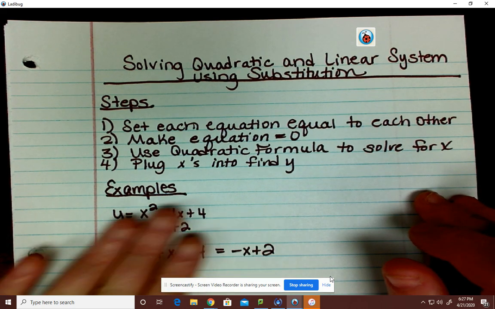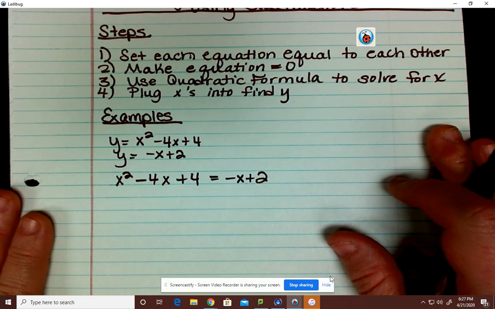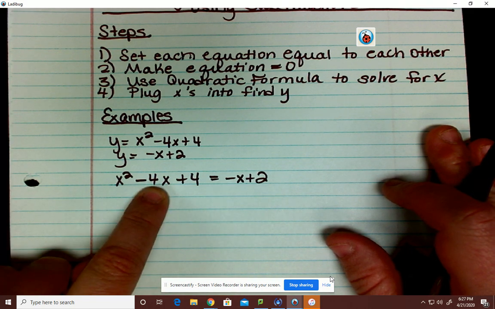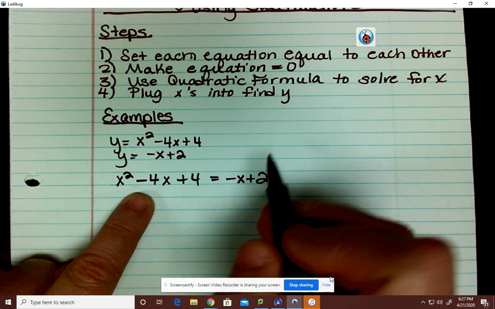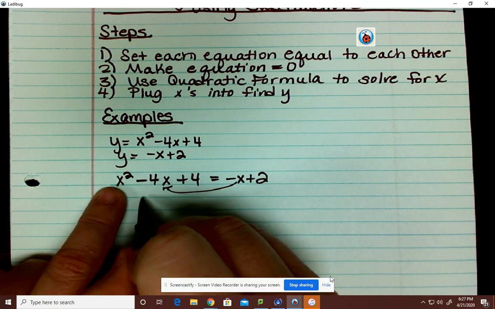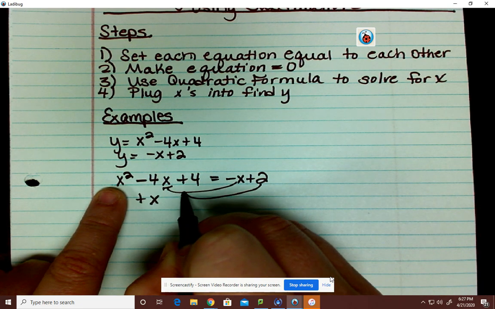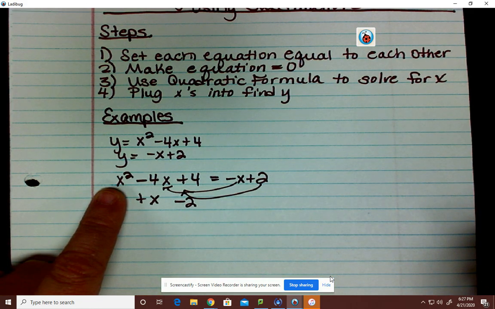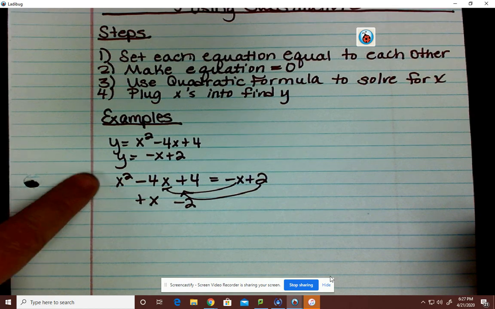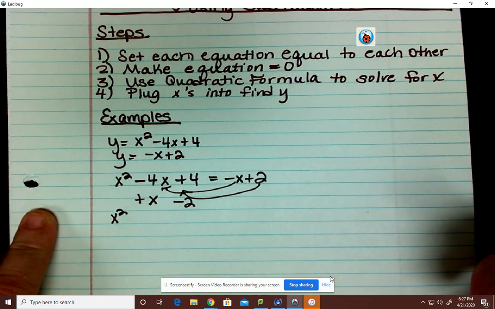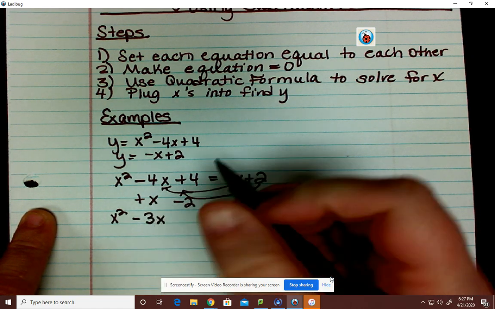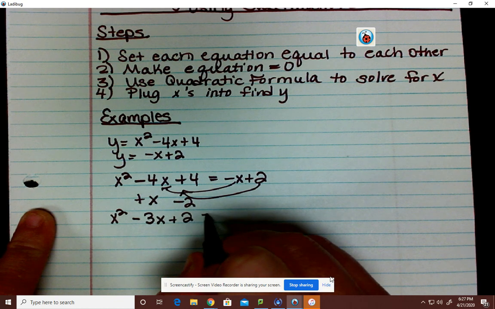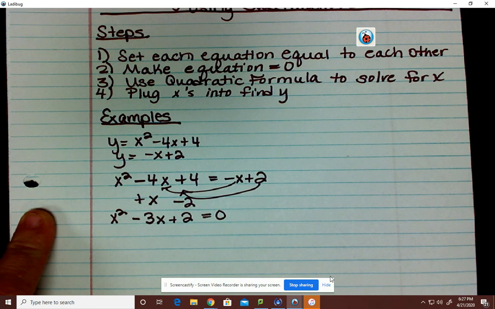Then I need this equation to equal 0, so I want to move these things over. Remember, when I move them to the other side, as we did with quadratics before, it changes the sign. When I move this negative x over here, it changes to a positive x. When I move this plus 2 over here, it becomes a minus 2. I don't have anything to go with this x squared, so I bring it down. Negative 4x plus a positive x gives me a negative 3x, and 4 minus 2 gives me a positive 2. Once those things are gone, that equals 0.